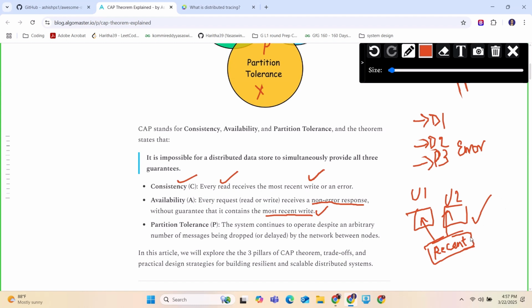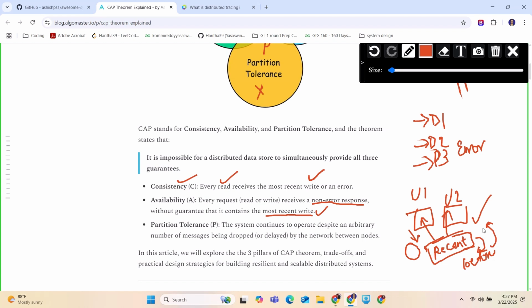And availability means that if you make any request, it should always be available. That means some non-error response. Maybe it is not the most recent, maybe something before the recent is returned, but that is availability.